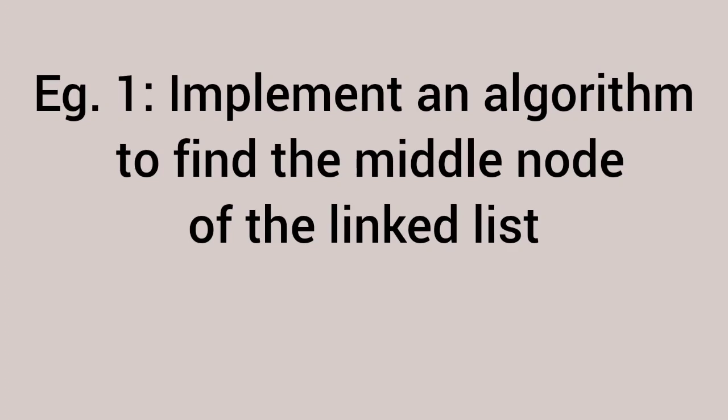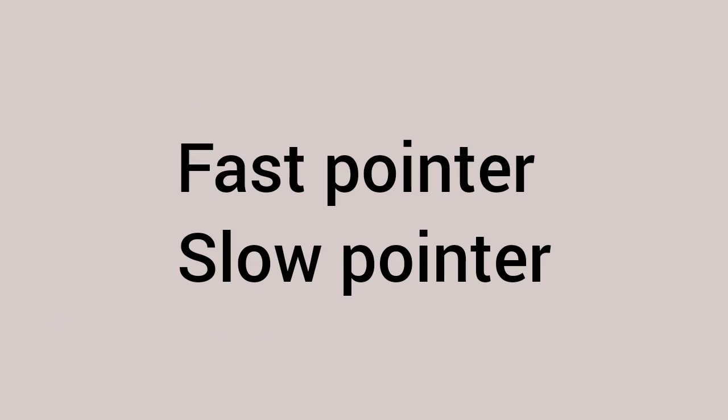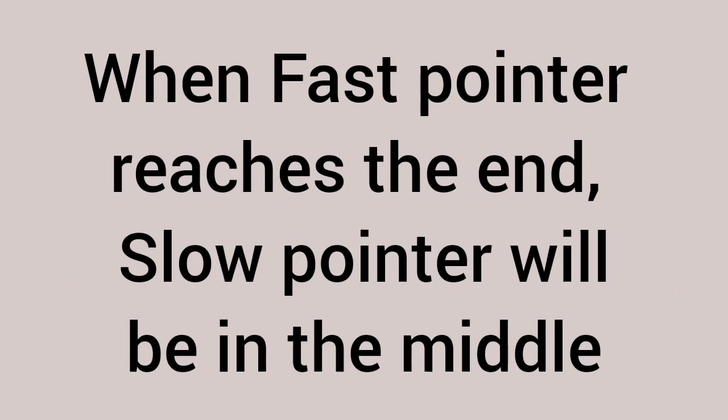Example 1 is implement an algorithm to find the middle element in a linked list. So in a linked list, as we know already, we can access the nodes one by one. In order to find the middle element in the linked list, we are going to use this runner technique. So there would be two pointers involved. One is the fast pointer and another is the slow pointer. Here, the fast pointer would hop two nodes at a time, whereas the slow pointer moves one node at a time. By the time the fast pointer reaches the end of the linked list, the slow pointer would point to the middle element in the linked list.